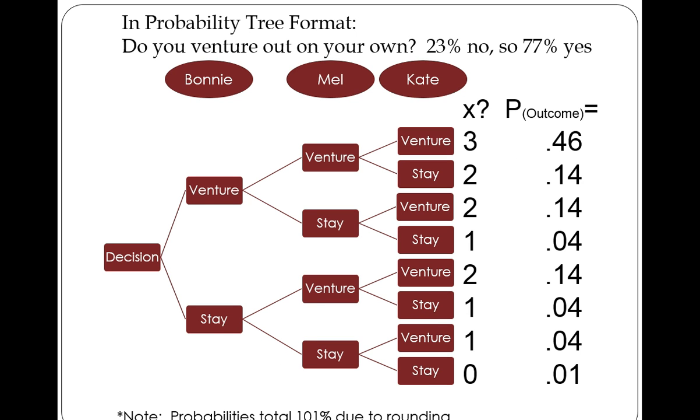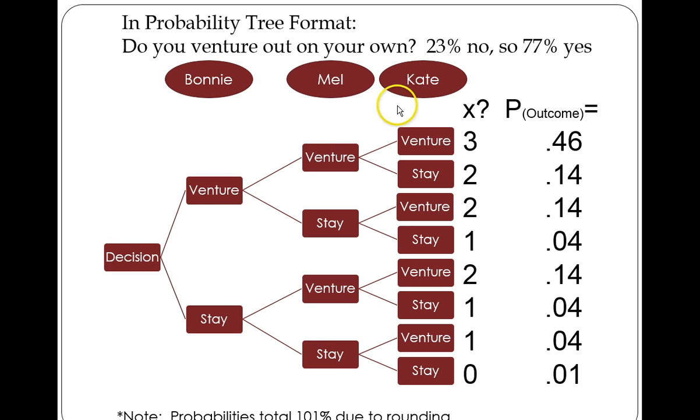Here's another way to look at that, with a probability tree. Here's where we're going to start, and people are going to make decisions. First, Bonnie's going to make a decision. Bonnie's going to venture out on her own, or she's going to stay with the group. Then, no matter what Bonnie does, say she ventures out, Mel's going to decide: is she going to venture out, or is she going to stay with the group? Or maybe Bonnie decides to stay with the group. Well, Mel still has to decide: is she going to venture out, or is she going to stay with the group?